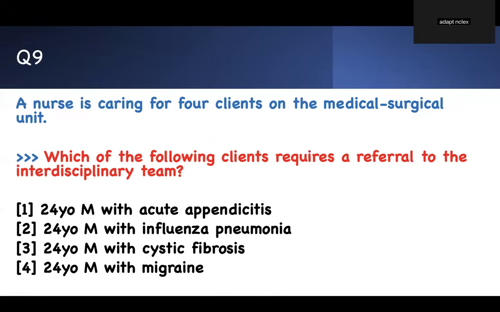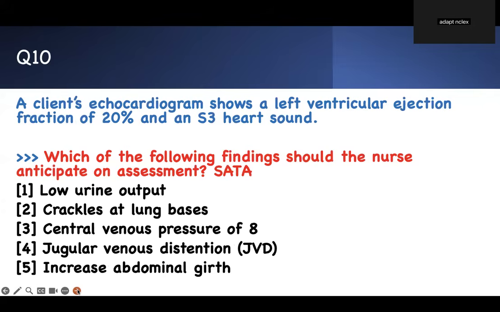If you have cystic fibrosis, you have too many problems, right? Dietitian, physical therapist, social worker, a bunch of people that need pulmonary, GI to get involved. So that patient needs an interdisciplinary team. Migraine, you need just the neurology or your primary care doctor. So 3 is the right answer.